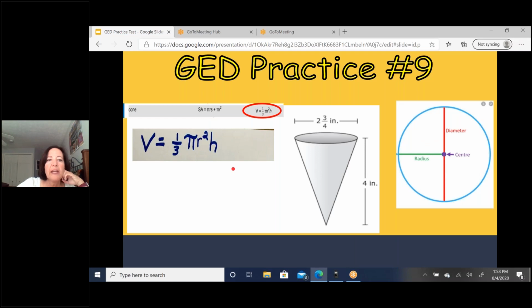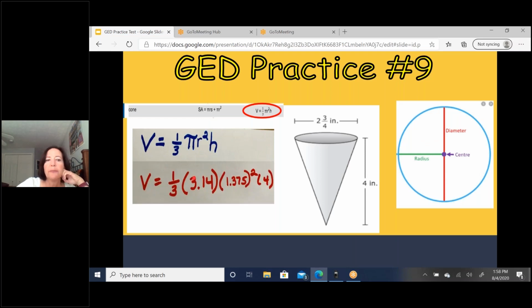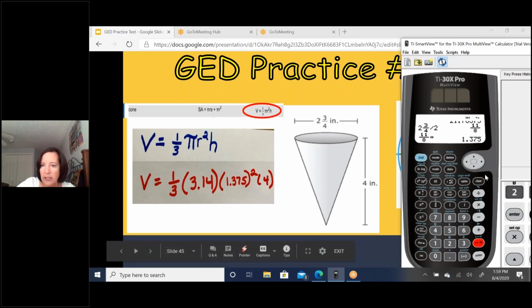Okay, so now let's start substituting here. So I'm going to have 1/3. I'm substituting 3.14 for pi. I'm substituting the length of my radius, which is 1.375, for my radius. And then I'm putting parentheses around it, and I am squaring that amount. And then I'm going to put parentheses and include my height, which they told me was 4. Okay, so now get my calculator going again.